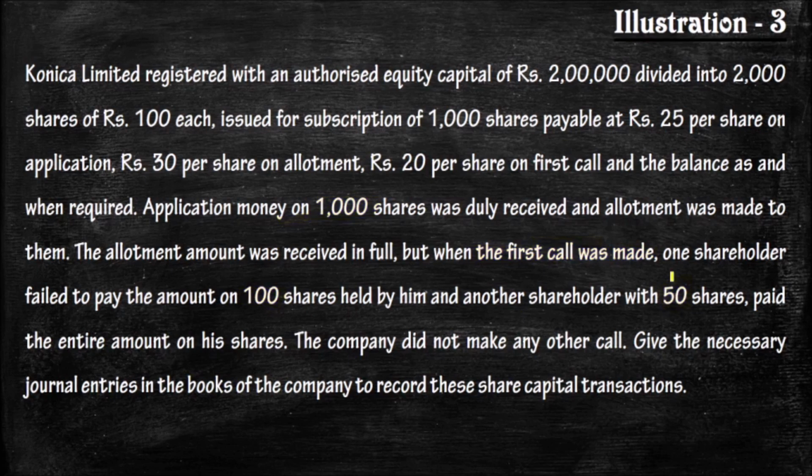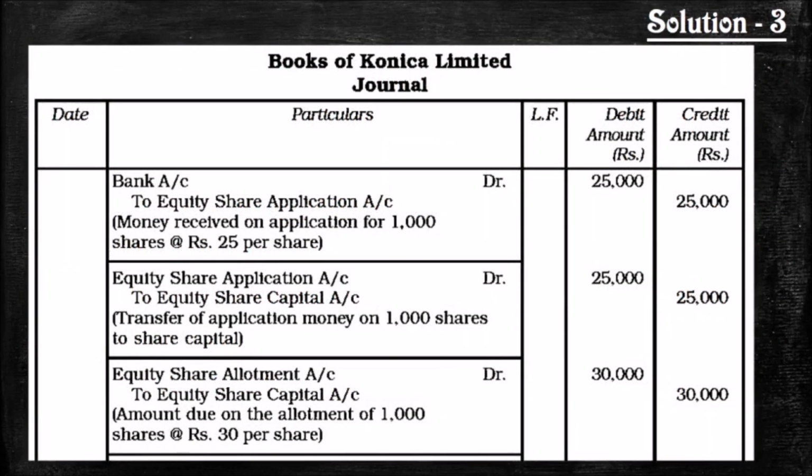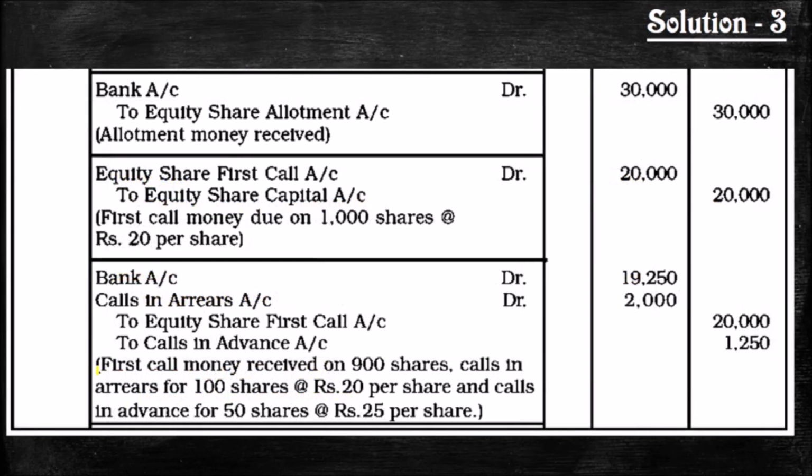So what are the entries we have to write? First entry is bank account debtor to equity share application, 1000 into 25, so 25,000. And equity share application account debtor to equity share capital 25,000, when the amount is transferred to share capital. And when the allotment money is due, the entry will be equity share allotment account debtor to equity share capital 30,000, 1000 into 30. When the money is received, bank account debtor to equity share allotment 30,000.